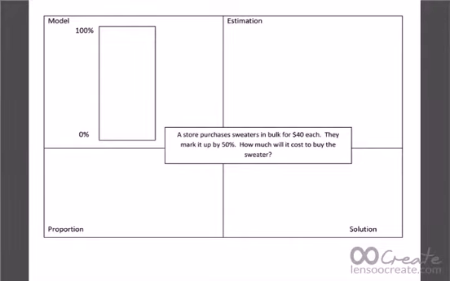Okay, here's the fourth problem. A store purchases sweaters in bulk for $40 each. They mark it up by 50%. How much will it cost to buy the sweater?